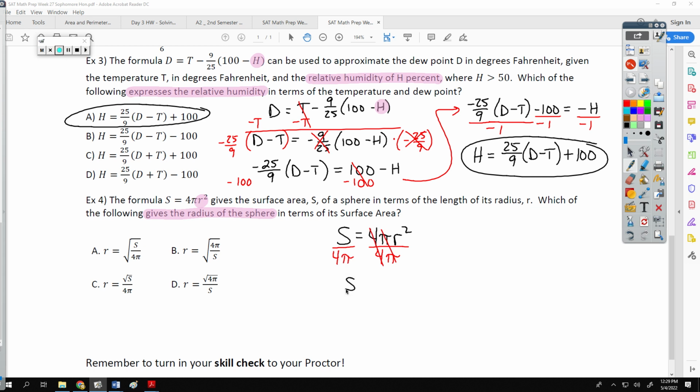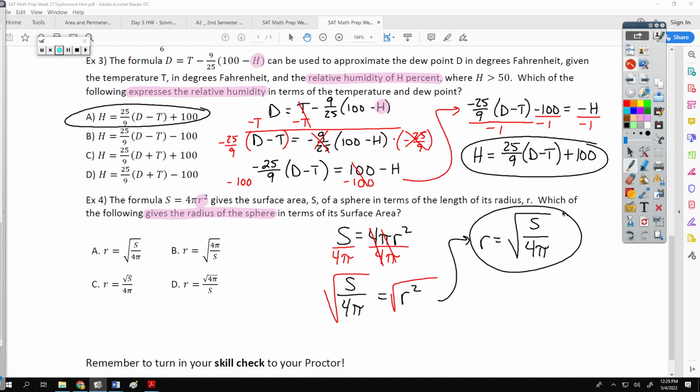That would give us S over 4 pi is equal to r squared. We are, however, trying to get just r, not r squared, so we would end up taking the square root of each side, meaning that the radius would be equal to the square root of S over 4 pi, which is choice A.